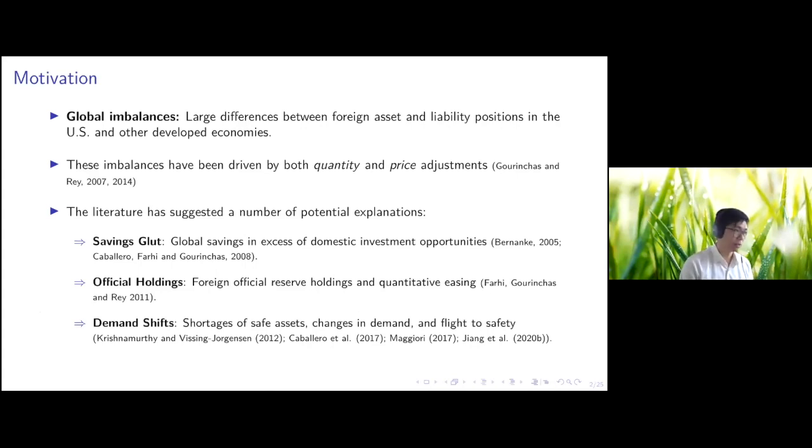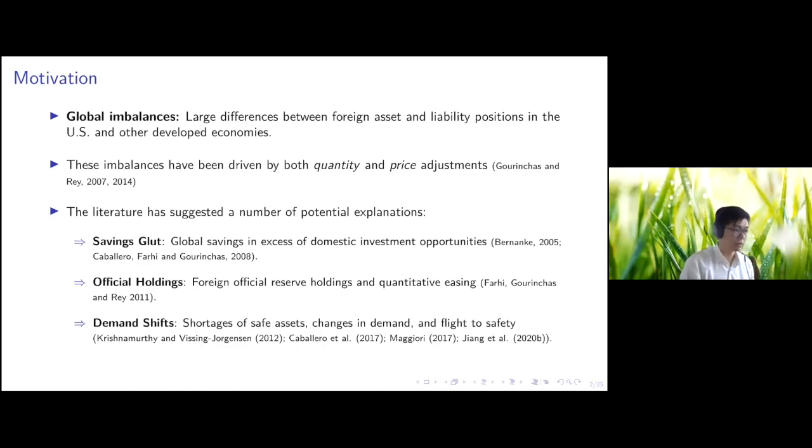Now we know from the literature that these imbalances are driven by both changes in quantities of assets being held by investors and also changes in price adjustments through valuation effects. Also, the literature has suggested a number of potential explanations for why these large imbalances have grown. For example, there are narratives about savings gluts, in the sense that investors in many parts of the world have an excess of savings with respect to domestic investment opportunities. So these savings go off into the world and invest in places like the US.